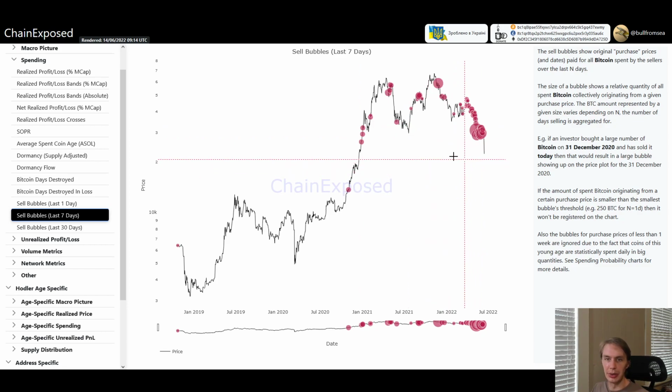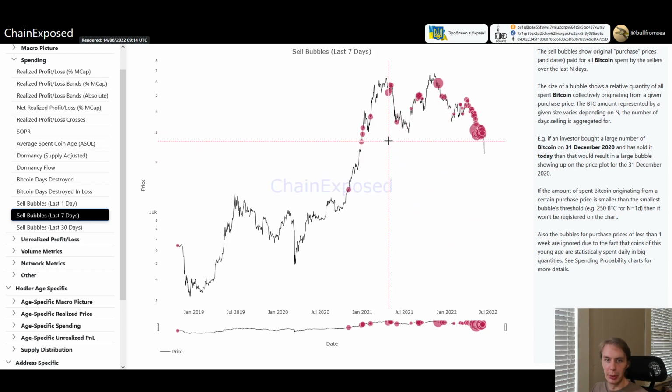Essentially the way you read this is that a bubble means that coins from this area have been selling, and the larger the bubble means more coins from that area have been sold. So unsurprisingly, most of the coins that have been sold recently have been ones that people bought very recently at around the 29, 30K range. They're just capitulating out. Short-term holders who are just saying, I didn't sign up for this. I'm not holding this asset when it's falling. I'm just going to jump out, take a loss, get out of the market.